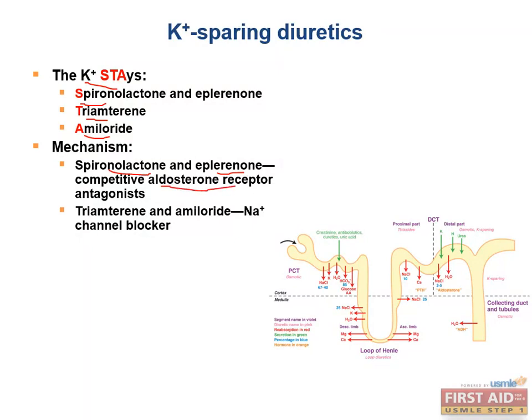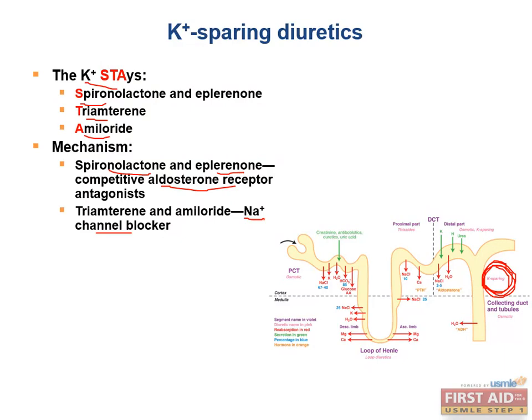And triamterene and amiloride have the same mechanism, and that is that they block the sodium channel in the cortical collecting tubule. So here's where these potassium-sparing diuretics act, both spironolactone and eplerenone, as well as triamterene and amiloride. They're acting in the cortical collecting tubule.